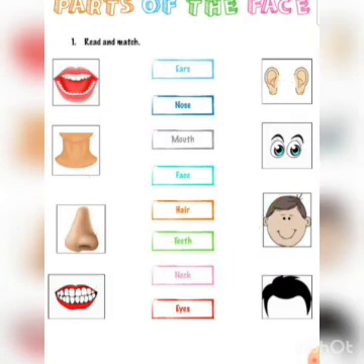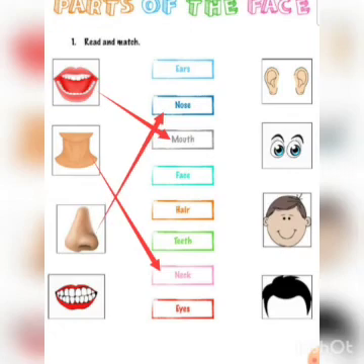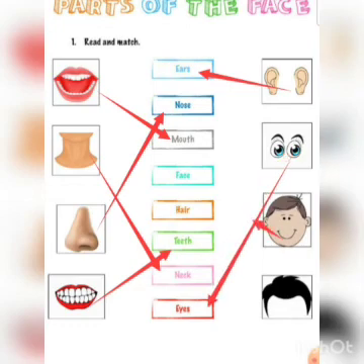So let's solve it again. Are you having fun, kids? I hope you are having fun while learning. So this is mouth. This is neck. This is nose. These are teeth. These are ears. These are eyes. This is face. And this is hair. Right?